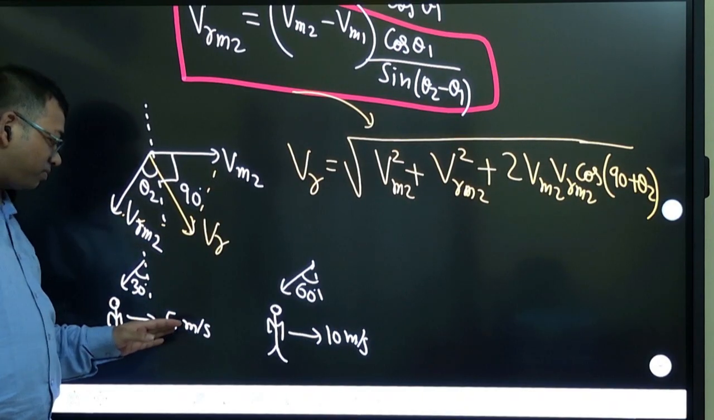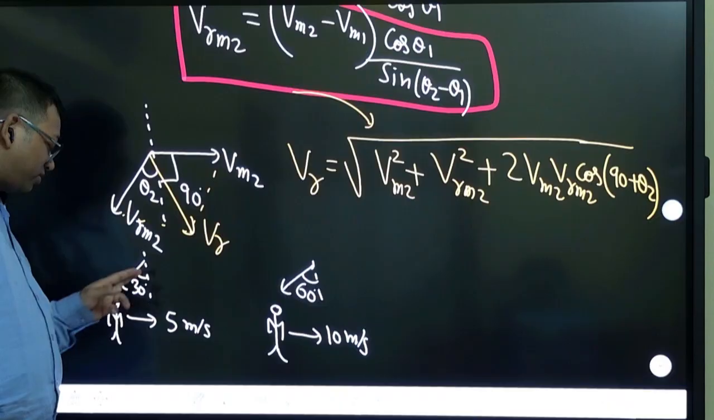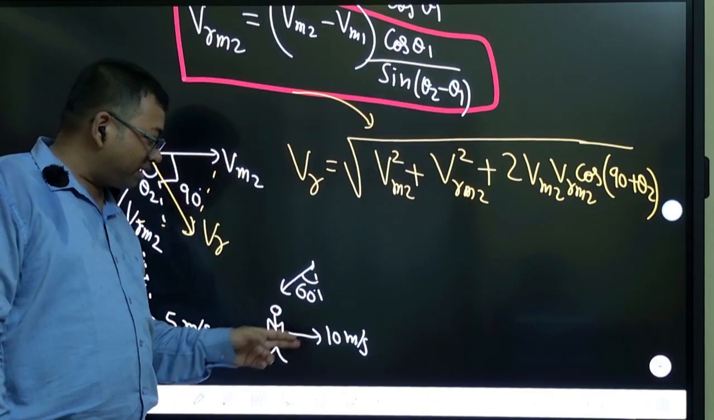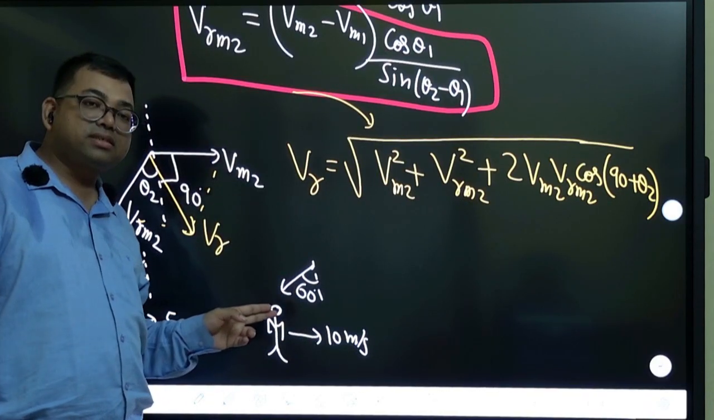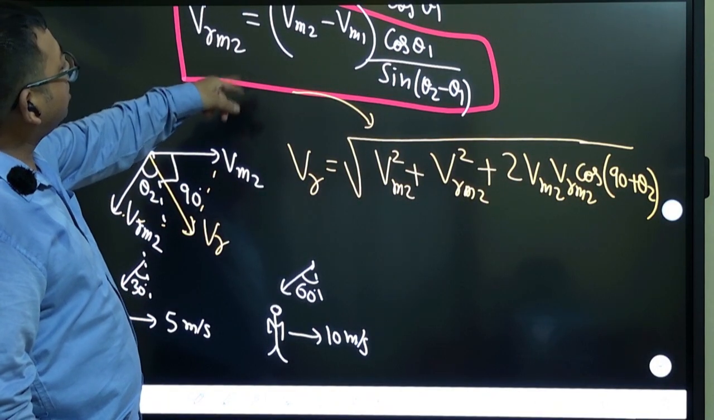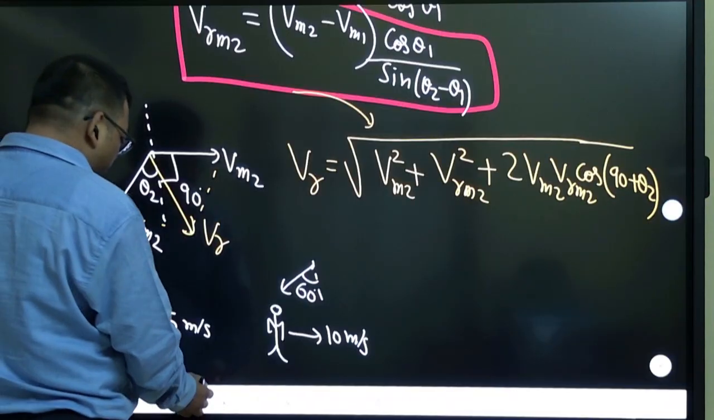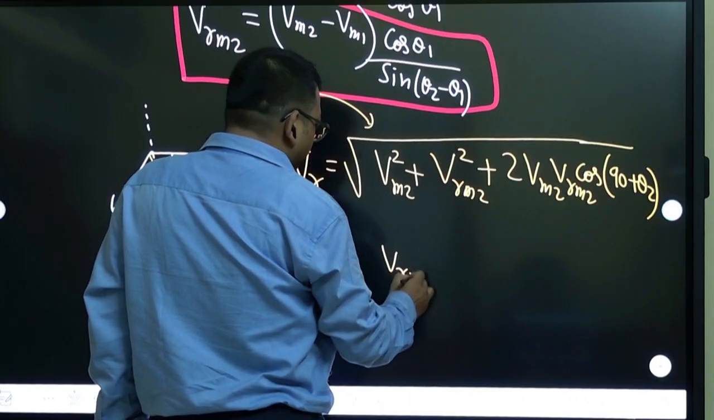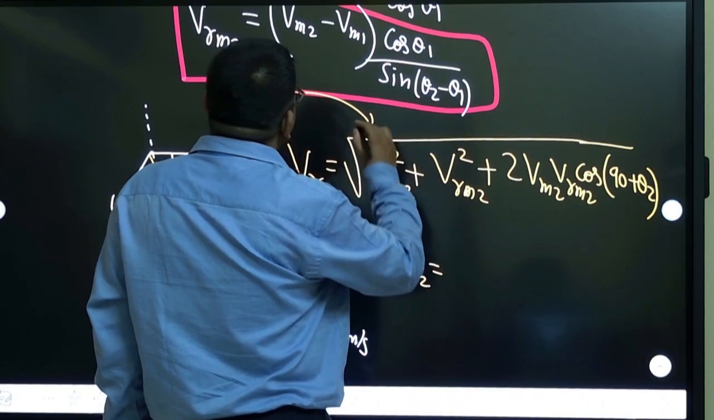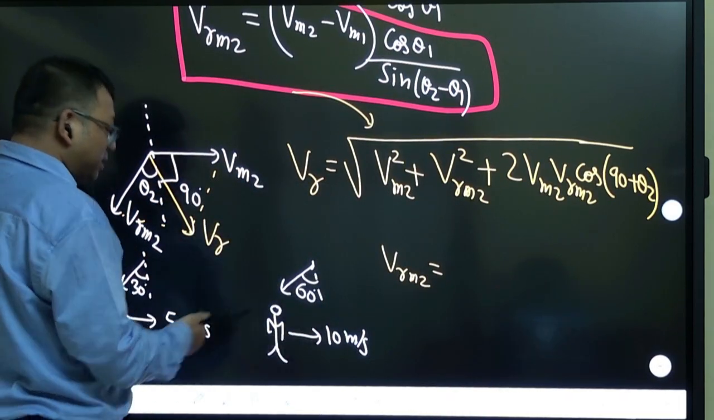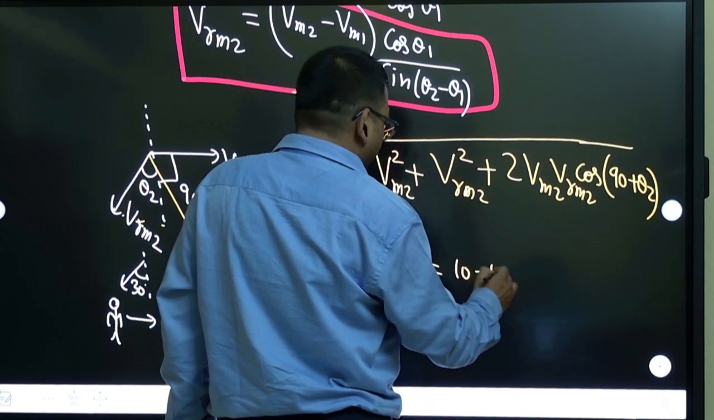When he was going with 5 meters per second, he saw rain coming at 30 degrees. When he was going with 10 meters per second, he saw rain coming at 60 degrees. What is the velocity of rain? First thing you do: calculate this formula which I have derived here. Tell me what is Vrm2. Calculate: Vm2 minus Vm1, the velocity of man, subtract 10 minus 5.